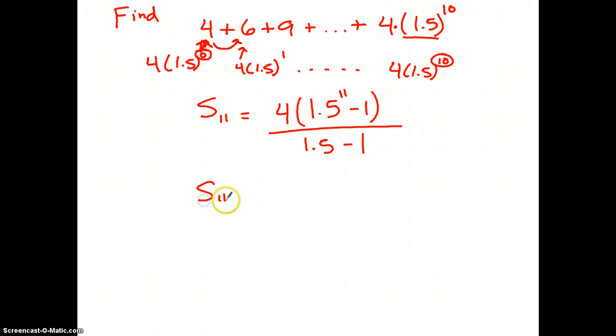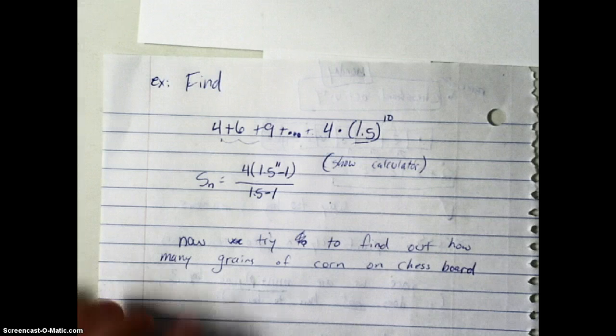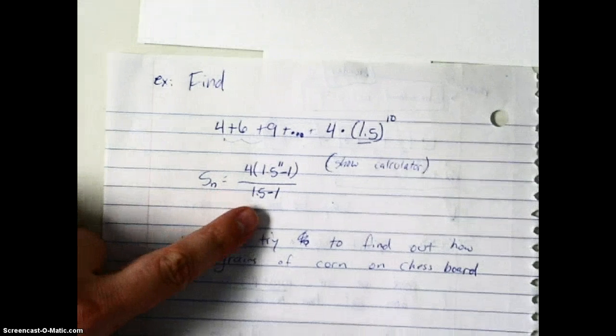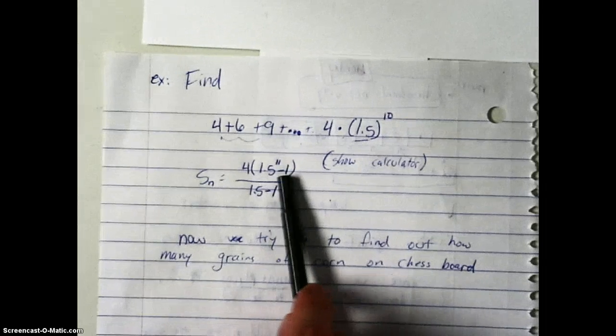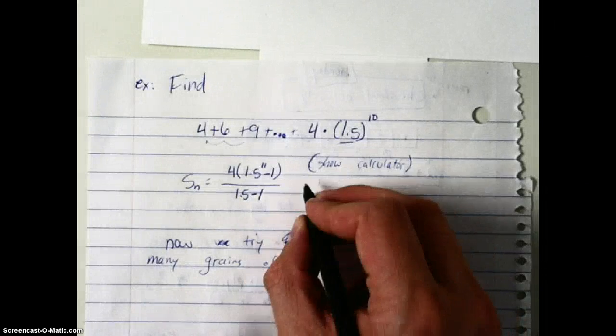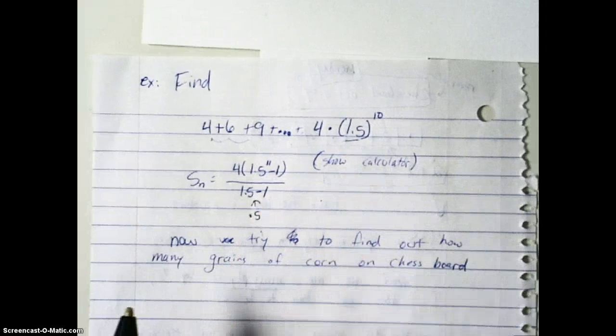Okay, so this is going to be 4 times 1.5 to the 11th power minus 1, all over, I'm going to do this in my head, 1.5 minus 1 is just going to be 0.5. And now your calculator comes in handy. Okay, so I'm going to show you this on the calculator. Here is the problem again that I've set up. 4 times 1.5 to the 11th minus 1 over 1.5 minus 1. So remember, this is 0.5.